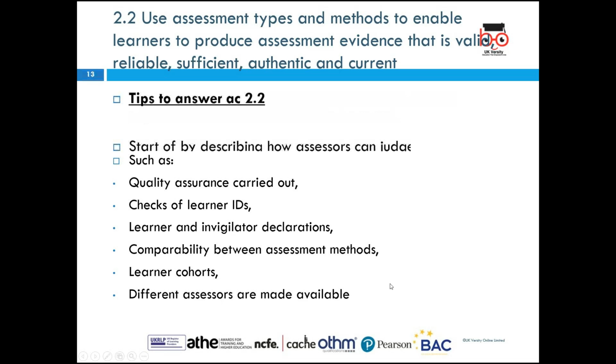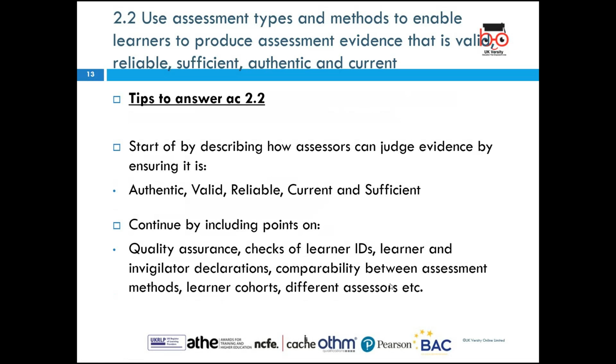So are you okay with 2.2? Yes. Yeah. So how to answer this? Just again, it's going to be similar to what you've done in 2.1. So if you've already talked about authentic, valid, reliable, current, and sufficient, you refer this small section back to 2.1. But start off by describing how assessors judge evidence.